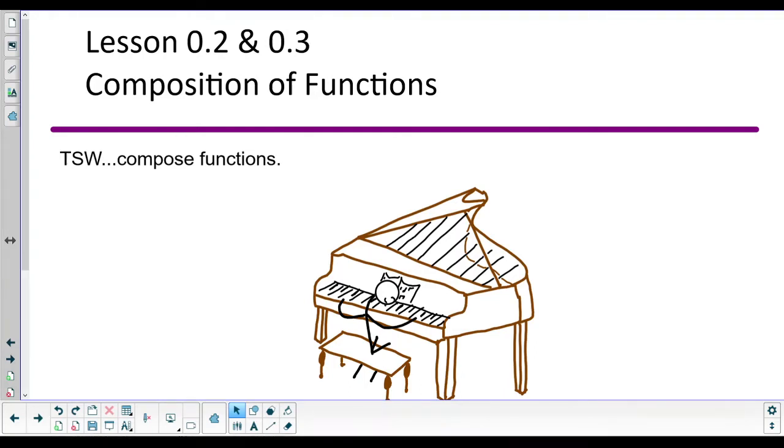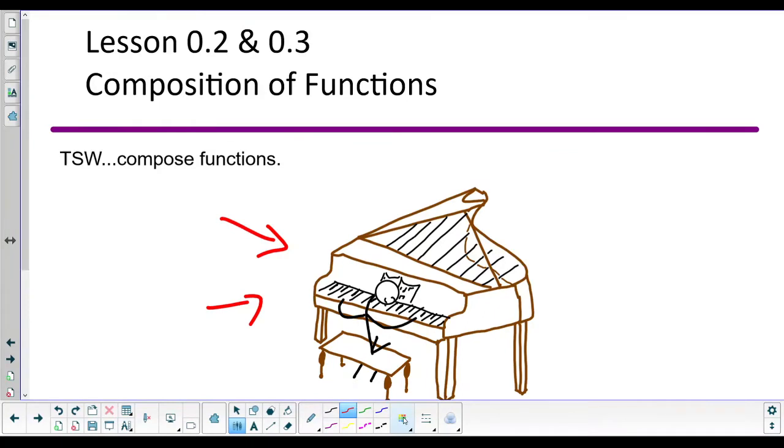We are going to talk about composition functions today. When I say composition, I don't mean like a composer. I spent so much time on this, you guys. This thing is so nice. That's probably the nicest piano I've ever drawn, to be honest with you.